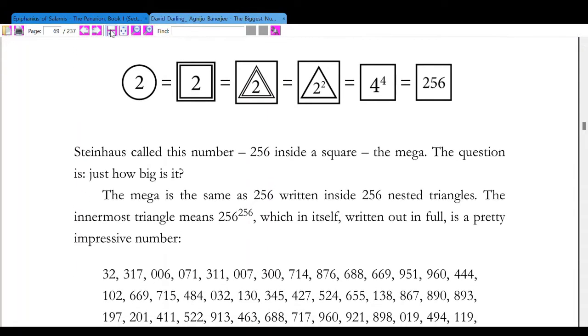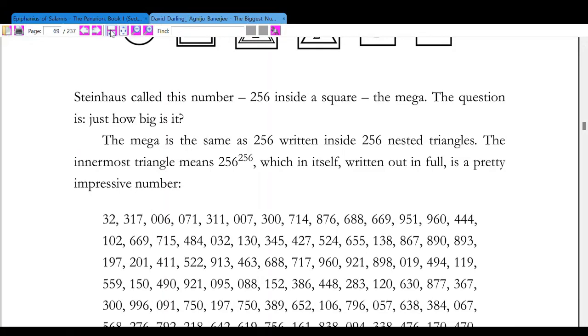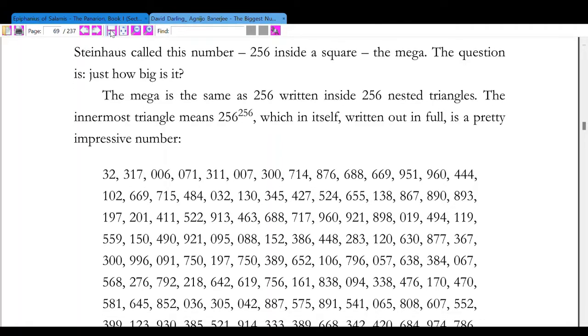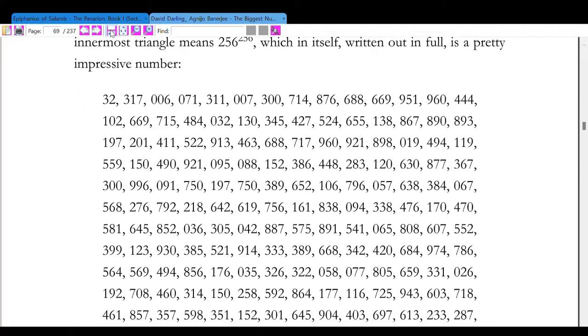Steinhaus got this number, 256 inside a square, the mega. The question is, just how big is it? The mega is the same as 256 written inside 256 nested triangles. The innermost triangle means 256 to the 256, which in itself, written out in full, is a pretty impressive number.